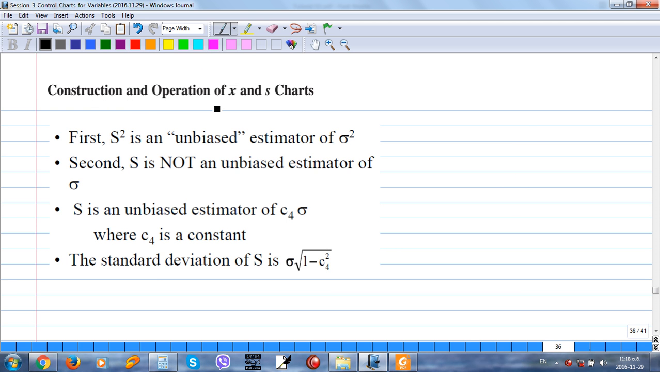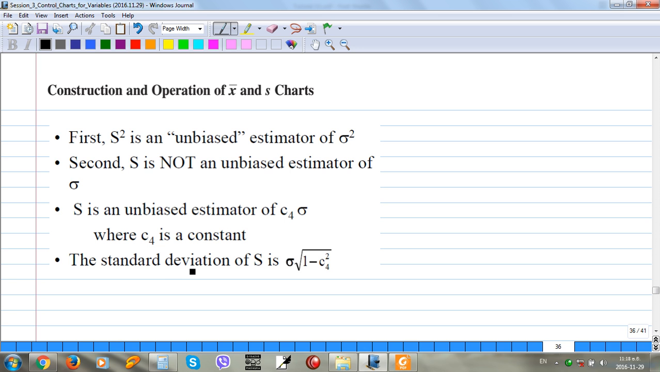Construction and operation of X bar and S charts. First, S squared is an unbiased estimate of sigma squared. Second, S is not an unbiased estimate of sigma. S is an unbiased estimate of C4 sigma, where C4 is a constant, and the standard deviation can be written this way.